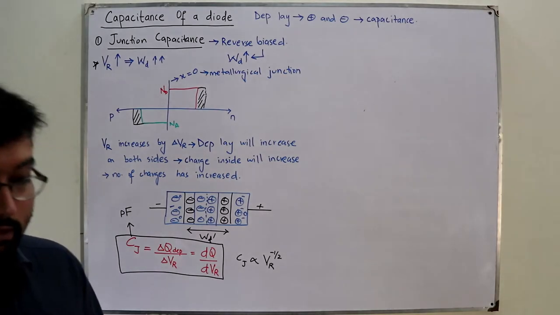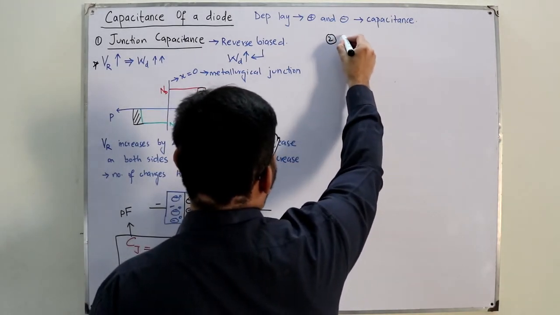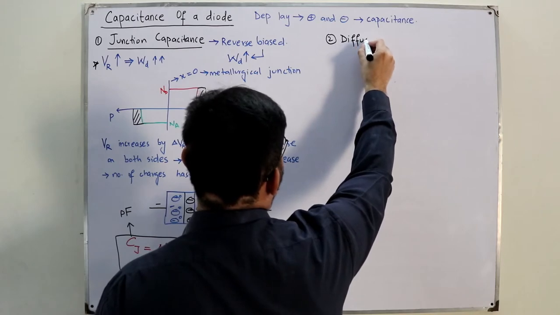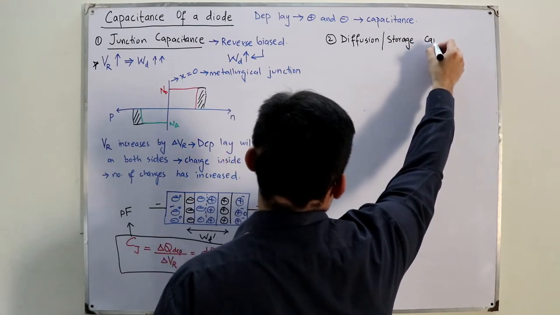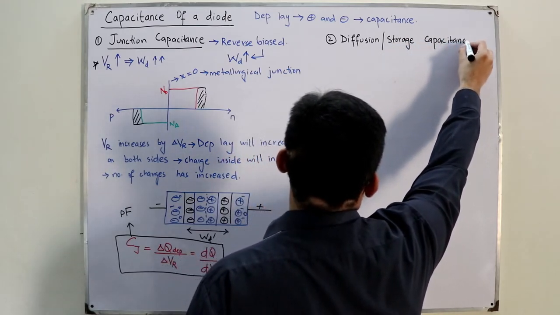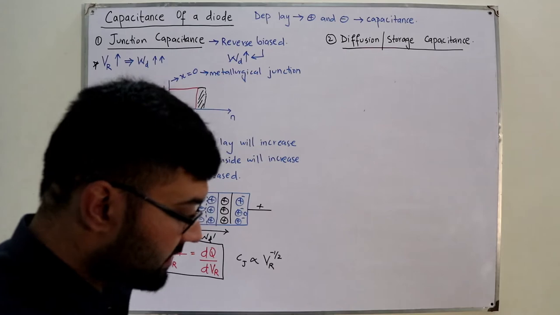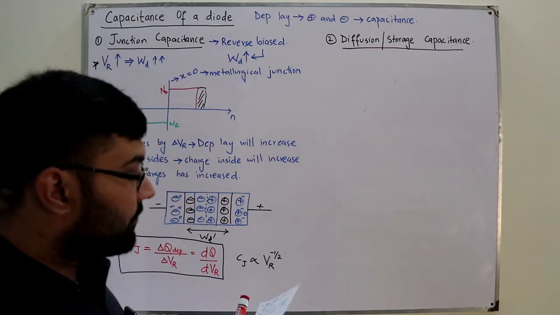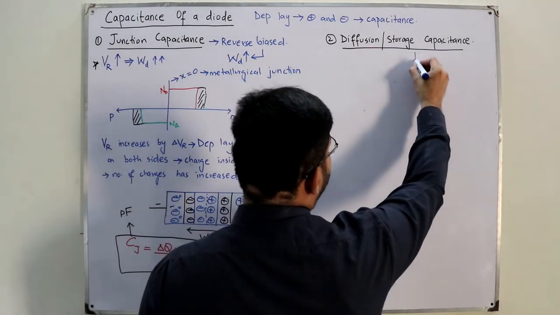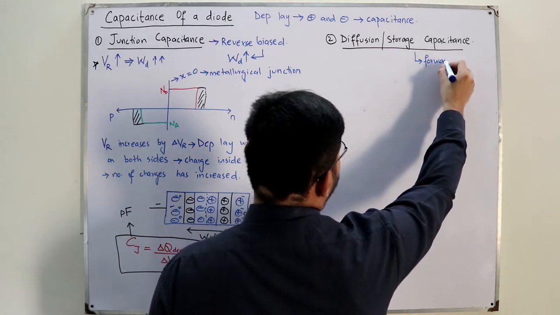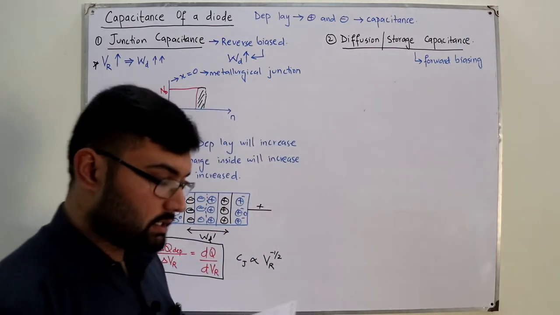The next is the diffusion capacitance, or it's also called the storage capacitance. So number two is the diffusion, or also called the storage capacitance. So what do we have in this case? Now this we study when the diode is under a forward bias condition, when this is forward biased.